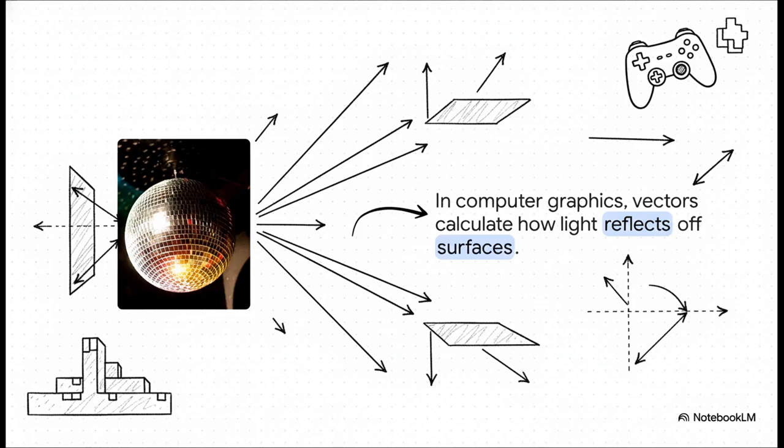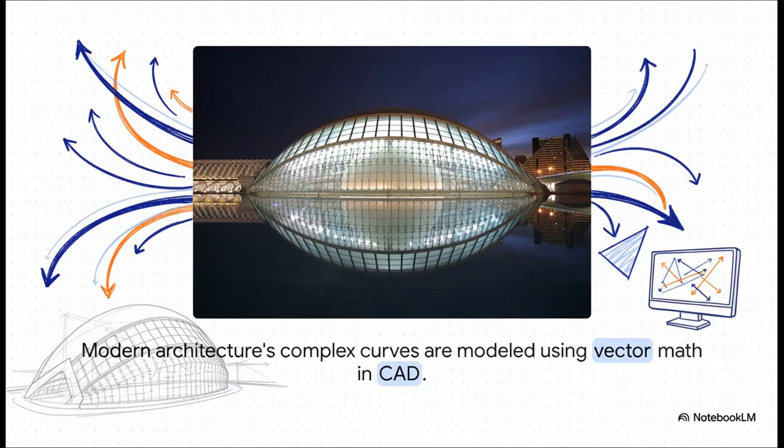How does a game engine know how light should bounce off a car or a wall? It's all vectors. The program finds the surface's normal vector, the same one we just talked about, and uses dot products and other vector math to figure out exactly how light should reflect to create those realistic shadows and glints. And it's not just in the virtual world.